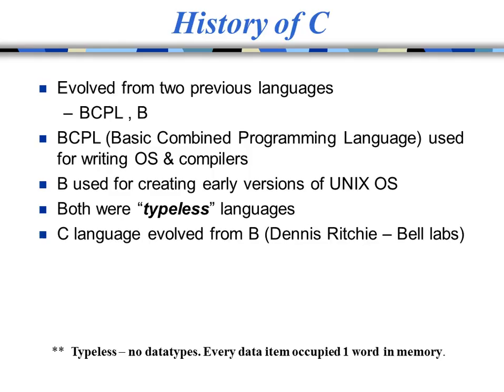History of C. C evolved from two previous languages, BCPL and B. BCPL, Basic Combined Programming Language, was used to write operating systems and compilers. B was used for creating an early version of the Unix operating system. Both were typeless languages. C language evolved from B, by Dennis Ritchie at Bell Labs. Typeless means no data types. Every data item occupied one word in memory. One word is the basic unit to store data in memory.